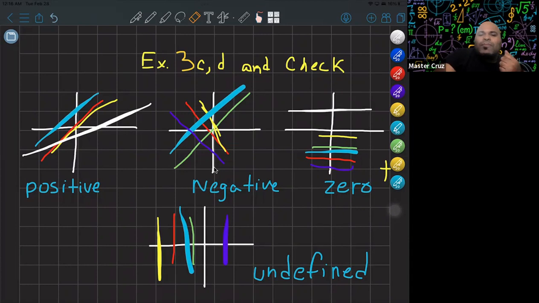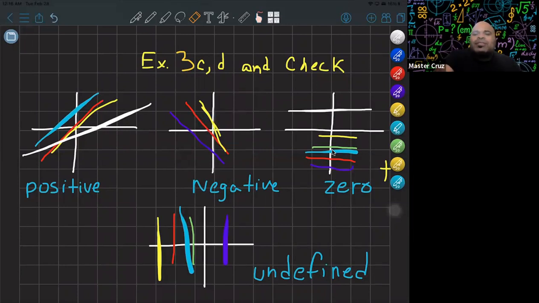Negative slopes. Which lines can you tell that are negative? Well, the dark blue one, the red and the yellow, they all have negative slopes because as you move from left to right, it is going down. The light blue is not, it is going up from left to right. That actually has a positive slope. And the green one is also wrong. That has a positive slope.